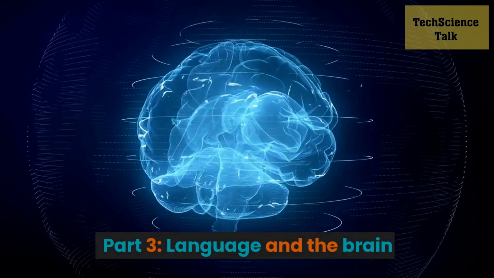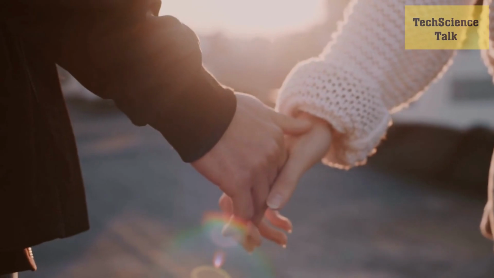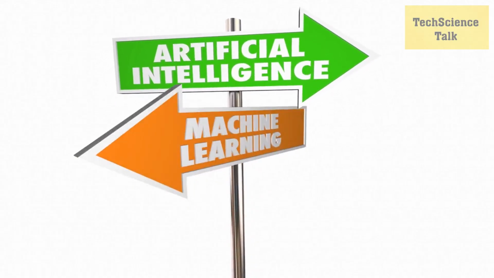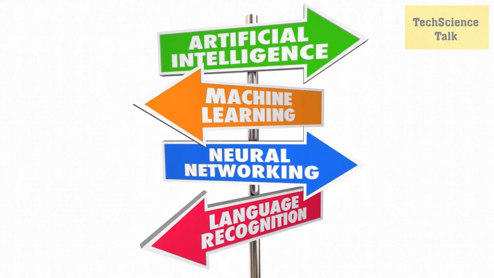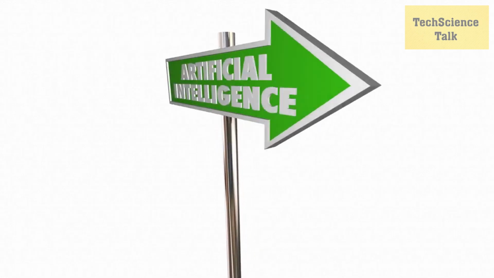Part 3. Language and the brain. Moving on, let's explore the relationship between language and the brain. What parts of the brain are involved in language processing, and how do they work together to allow us to understand and produce language? We'll also touch on the topic of language disorders and how they can affect our ability to communicate.